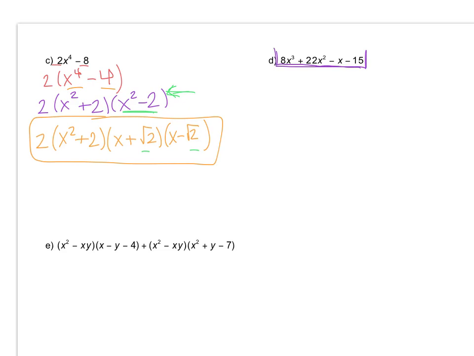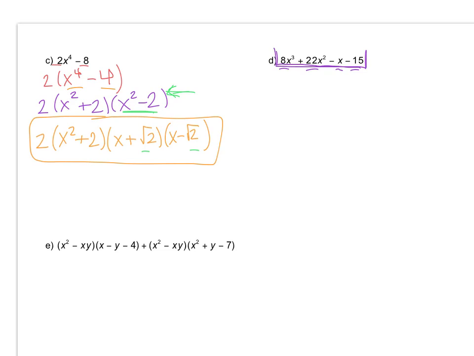Initially, if you look at D, it's got 4 terms, and typically with a 4-term polynomial that we're factoring, we would factor by grouping. But if you look closely at D, there's no way to rearrange or group these so that when you factor, you have 2 groups with the same factors, because I could factor 2 out of both of these terms, but it's still not going to get me looking like x minus 15. So factoring by grouping won't work here.